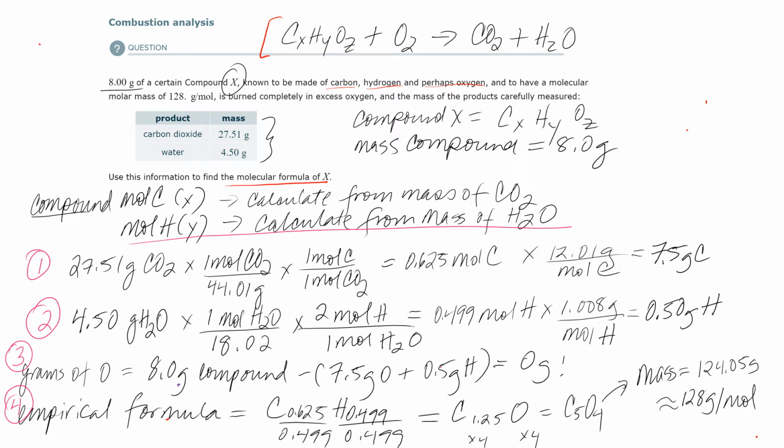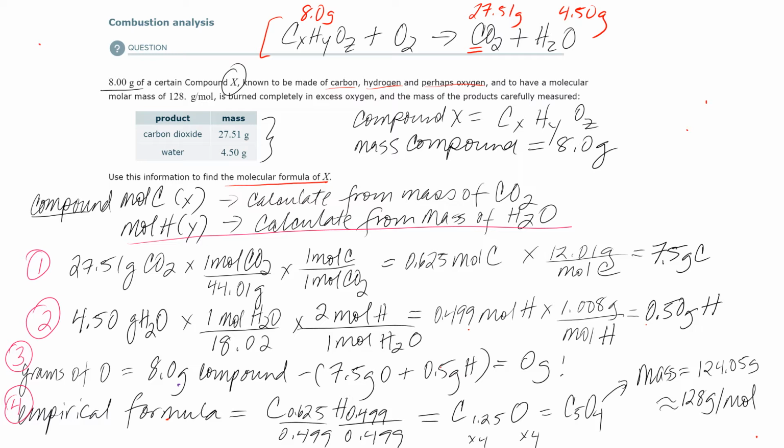What we know from the problem is we burn it in oxygen, and when we do, it produces carbon dioxide and water. So we have some additional information in this problem. One thing is that the mass of this unknown compound is 8.0 grams. And we're also told the masses of carbon dioxide and water, 27.51 grams for carbon dioxide and 4.50 grams for water.